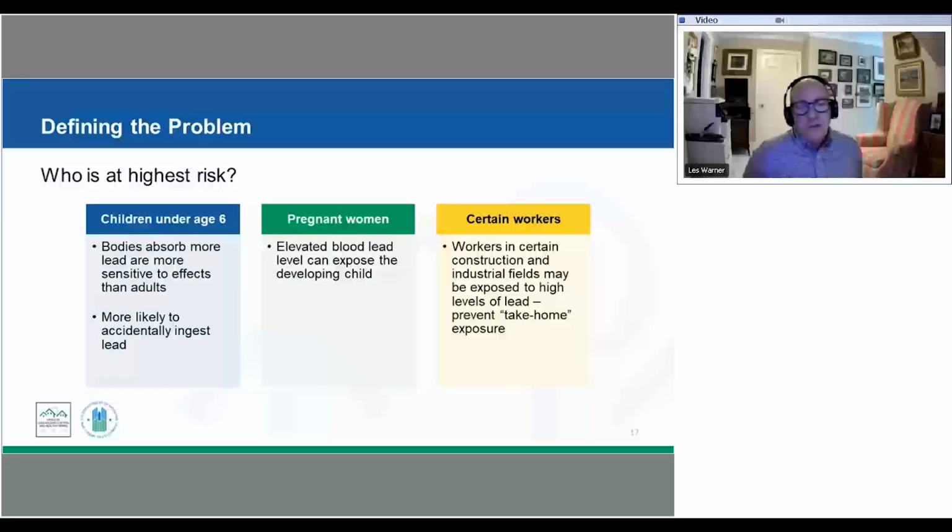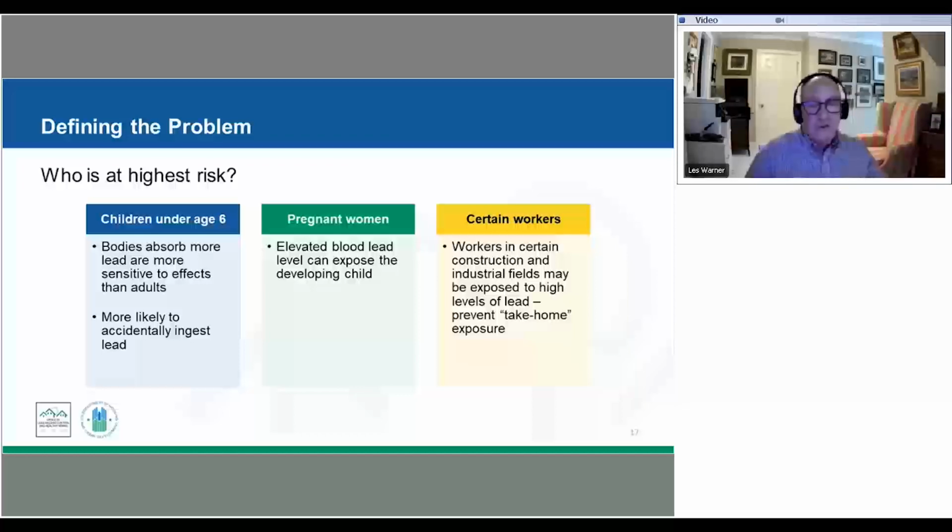So when we look at who's at the highest risk, our number one is children that are under age 6. Their bodies are growing rapidly. They absorb more lead than would affect an adult. And it has more impact on their bodies because they're developing. We're also going to be talking about some of the habits of children under 6 that may also lead to higher levels of exposure. We're also concerned about pregnant women.